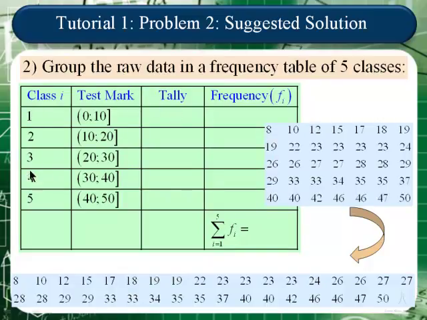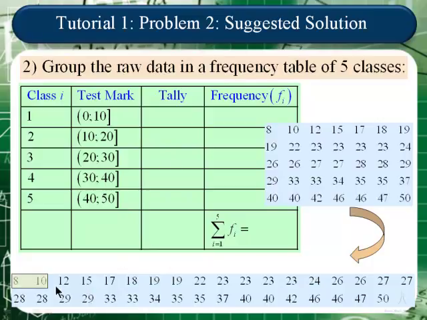So we'll have 5 classes, and note, because the maximum is up to 50, we will select the class width to be 10. 0 is not included, so here we use the interval notation, but we include the upper limits. And then it's simply a case of tallying the number of observations in each class.